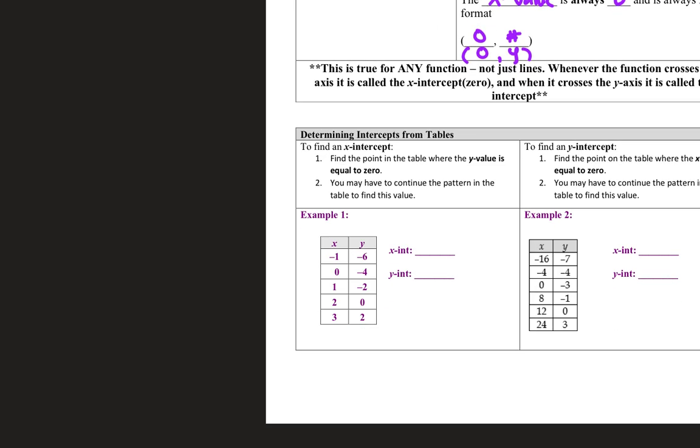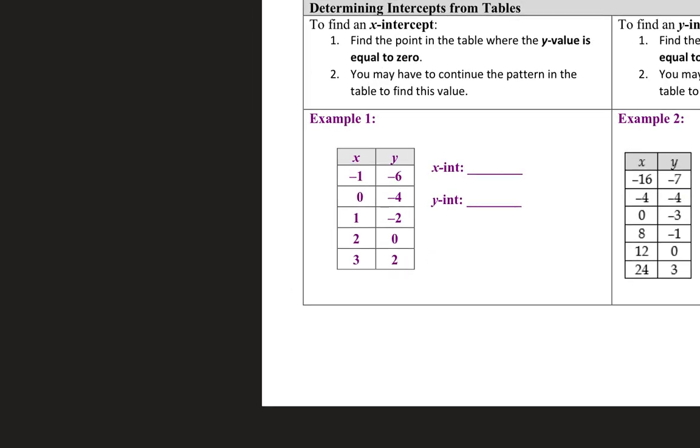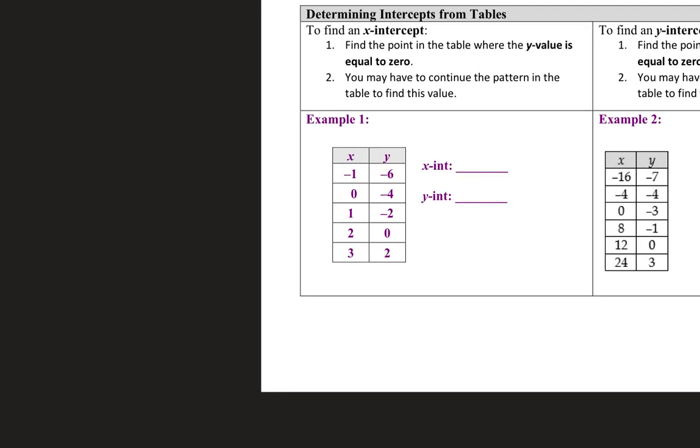Okay? All right. So let's look at this one. It says determine intercepts from a table. To find an x-intercept, find the point in the table where the y value is 0. So find me where the y value is 0. I'm going to circle this one, and I'm going to circle this one. It says you may have to continue a pattern in the table to figure it out. But if they're both given, the answers are there. You just have to know which one.